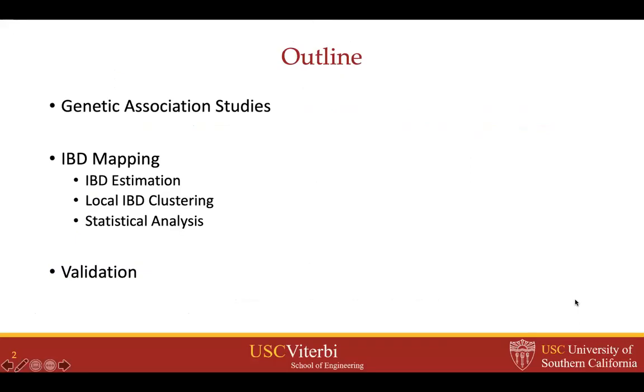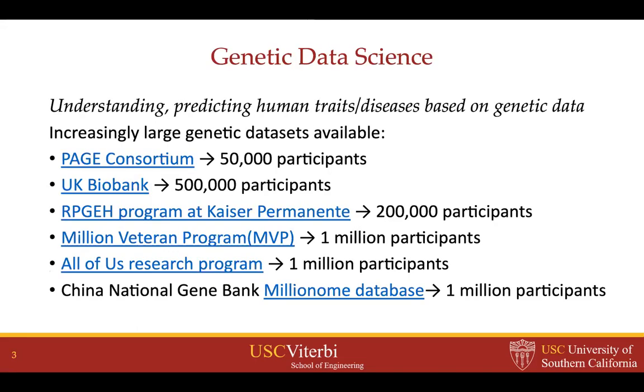So we're going to briefly cover what genetic association studies and IBD mapping are, and how we do it in different steps: IBD estimation, which is the first step, then clustering and statistical analysis, and how Ruhi validated these results. This goes under the overall umbrella of genetic science, which is understanding and predicting human traits and diseases based on genetic data.